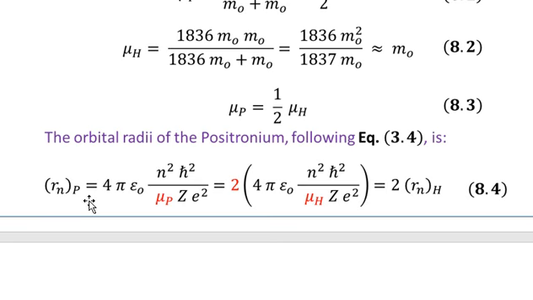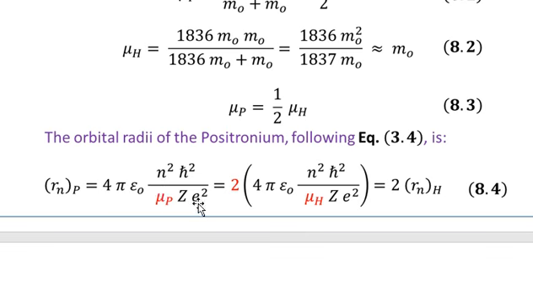So if we follow equation number 3.4, that is equation number 4 from slide number 3 of this course, you will find, and I am additionally using the subscript P so that I can say that this is the orbital radii of the positronium atom. So on the left hand side, I have Rn with a subscript P is equal to 4 pi epsilon naught times n square h bar square over mu P times Z times e square.